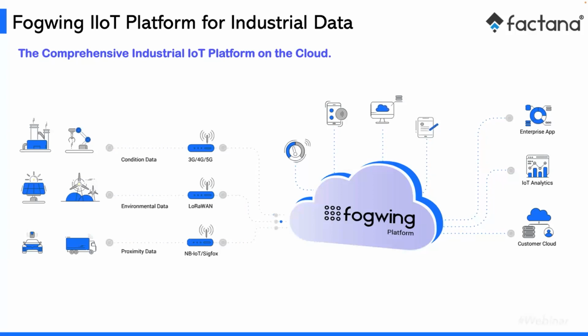The Fogwing IoT platform is a cloud platform. Of course, it's a place where all the machines or assets can send their data for aggregation, and based on the data aggregated in our platform or in the cloud infrastructure, it can be analyzed and further used for many different use cases.